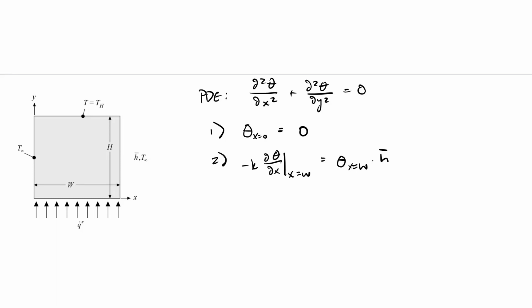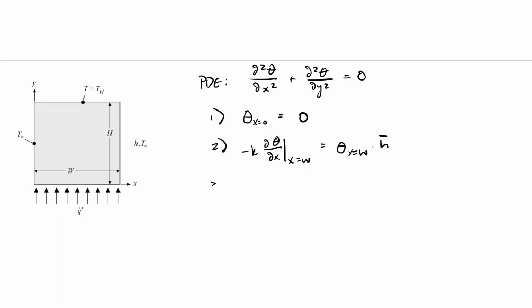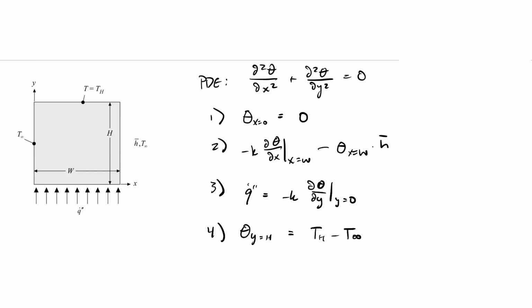That's really all we need to solve it. We can continue on, but let's finish with our little transform here. In the y direction, the flux in at the bottom becomes q double dot is equal to minus k times partial of theta with respect to y, evaluated at y equals 0. And then theta at y equals H is equal to T_H minus T infinity. So y is definitely not homogeneous. We still have q dot on one side and T_H minus T infinity, but this is now a problem we can solve using separation of variables. Now we have our mathematical statement of the problem in terms of theta.